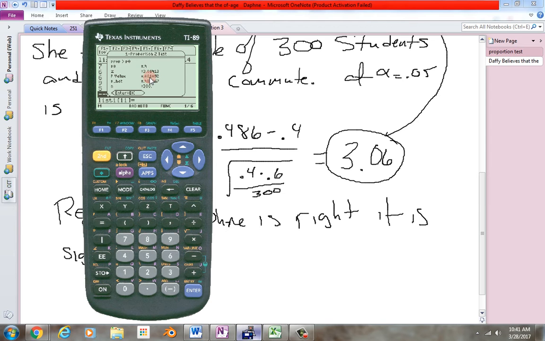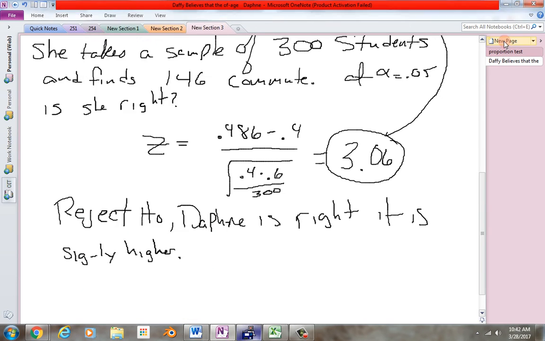Again, the p-value is all I really need. If I was doing it with the calculator, that's all I would do. I'd just go boom, 0.001. Hey, that's less than 0.05. Hey, I'm done right now.